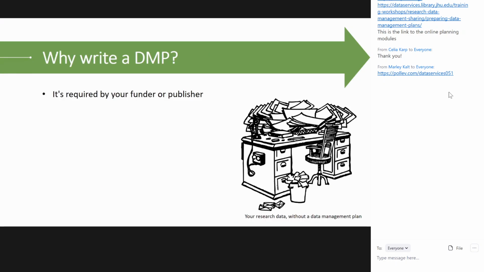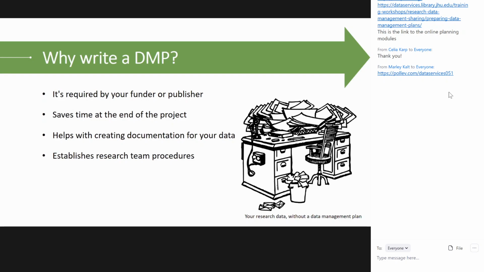So there are many reasons to write a data management plan. One of the primary reasons we see is that it's required by your funder or publisher. But writing a data management plan can also help save time at the end of a project, especially when it comes time for sharing your data and you need to write a README file or other documentation about your data. Your data management plan can really help with that because a lot of that information may already be written out in your plan. So it will help with creating that documentation at the end.